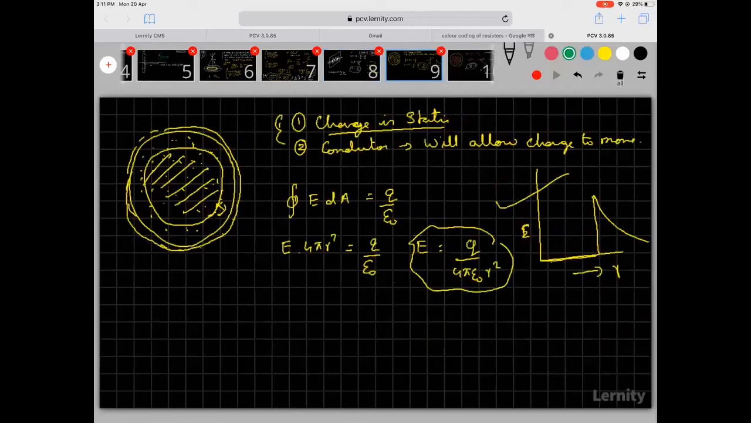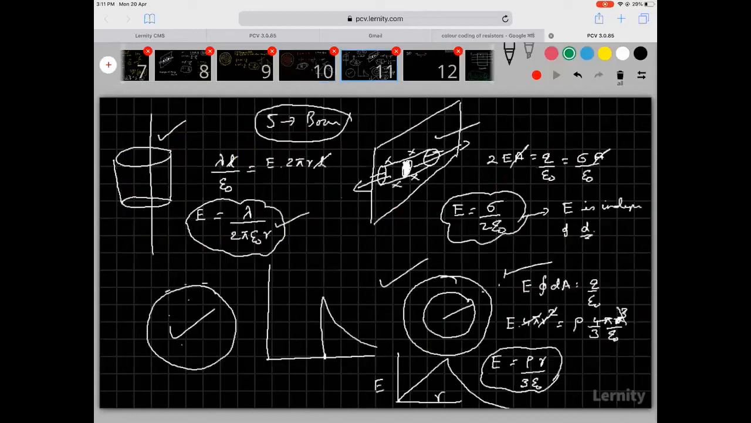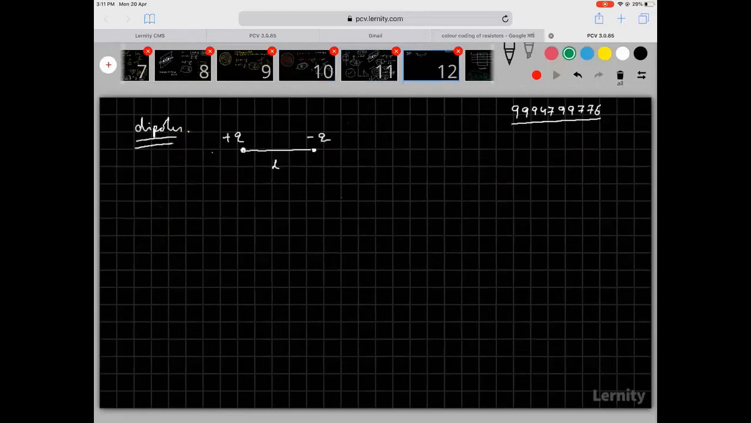Then we took a volume charge distribution, explained it for a conductor. Then we took a volume charge distribution, explained it for an insulator. Then I summarized the whole thing. And I said tomorrow we will talk about dipoles.